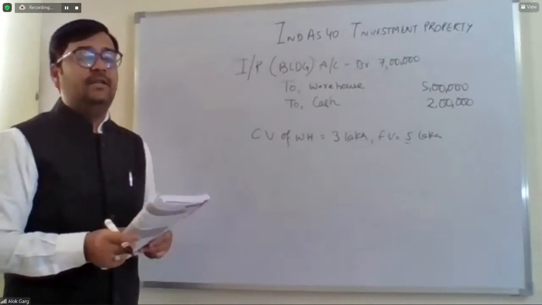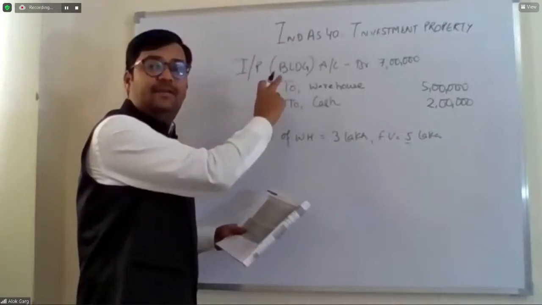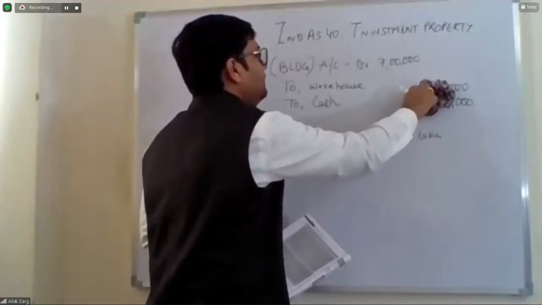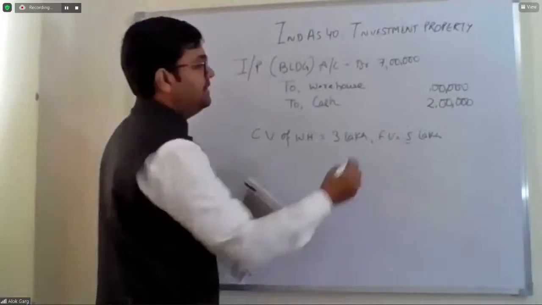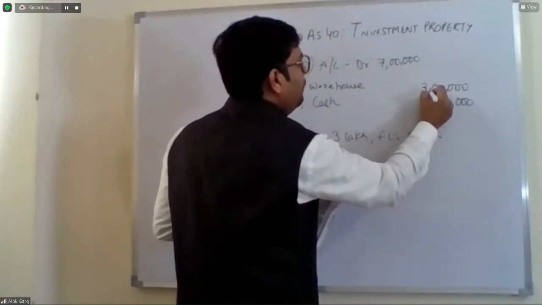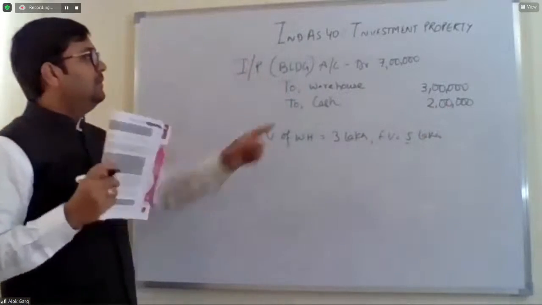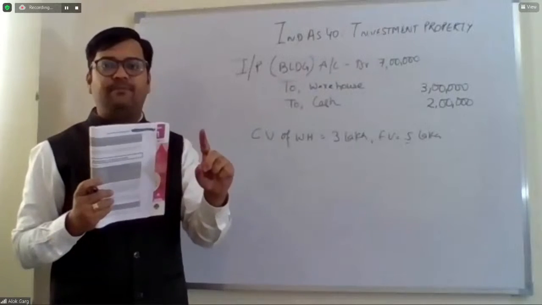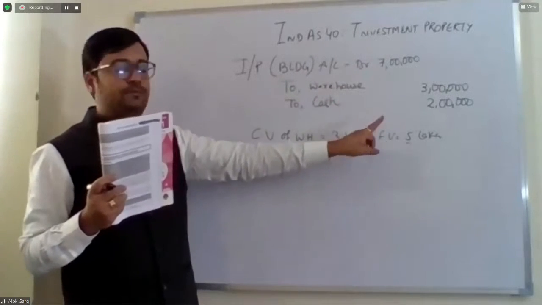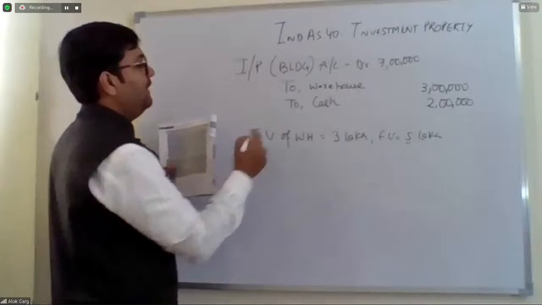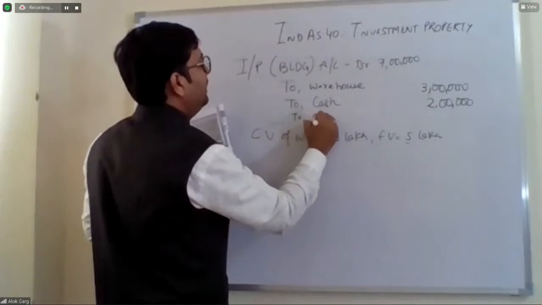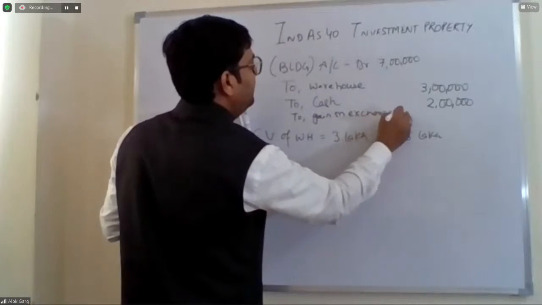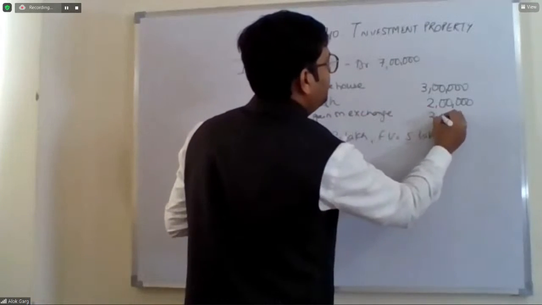In this case, the warehouse should be credited by carrying value, which is 3 lakh. This building should be debited by 7 lakh, which is fair value of asset given up, which is 5 plus 2. Now where will the difference go, where will the gain go? To gain on exchange, which is 3 plus 2 plus 2, 7 lakh.